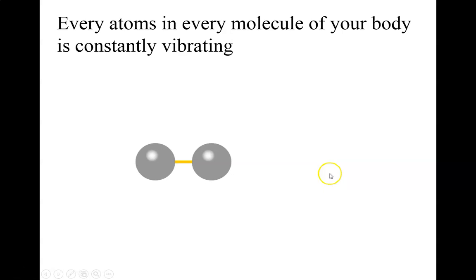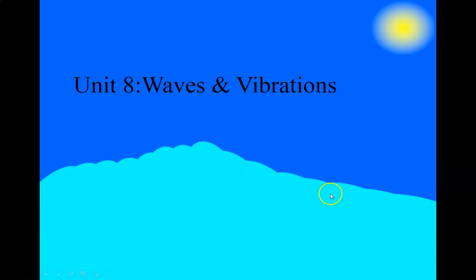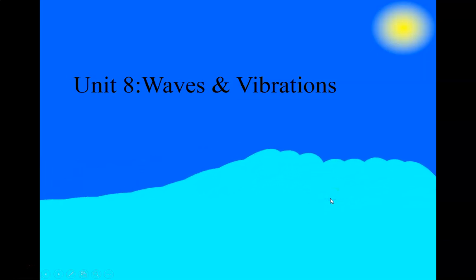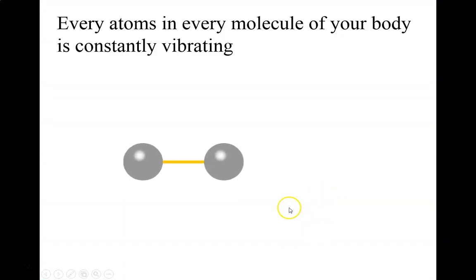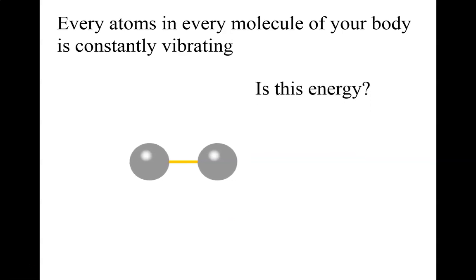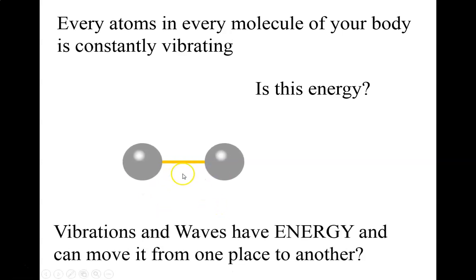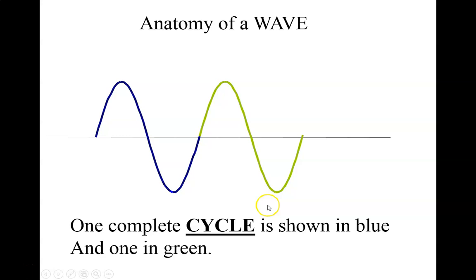But anyway, this unit again is talking about waves and vibrations and oscillations and things repeating over and over again. Every atom in your body is vibrating. It's part of its rotational energy state. Would this be a type of energy? Sure, it is. We can see that it's kinetic energy, and then some kind of potential energy would be involved too if this were atoms, some kind of chemical bond energy or electrostatic energy. But anyway, vibrations and waves have energy and can move it from one place to another. It's a way of storing energy, and it's a way of moving energy from one place to another.